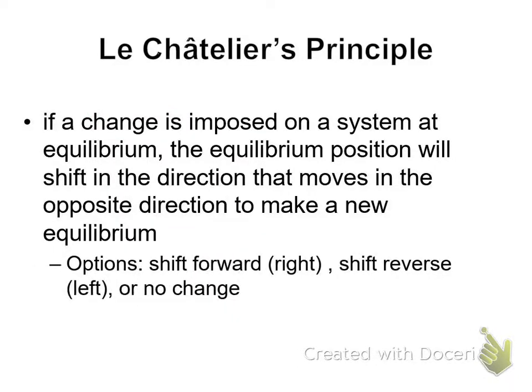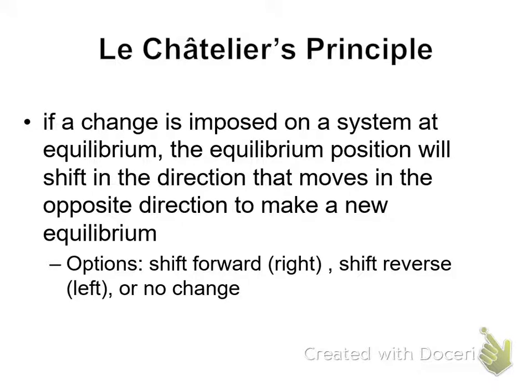So, there are 3 different ways it can shift. The first direction is called forward. That's to the right. All reactions are written in a forward and reverse reaction, and so by default, we think of left to right as the forward reaction. We can also shift in the reverse or backwards direction, which is to the left, or we could have no change.